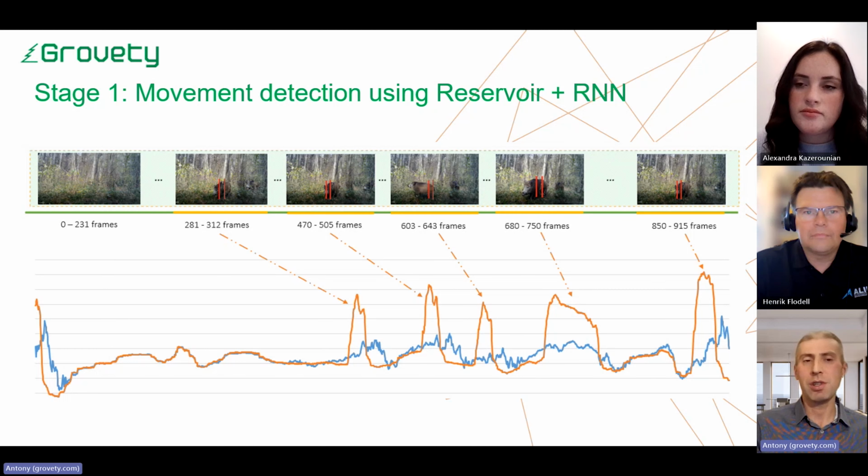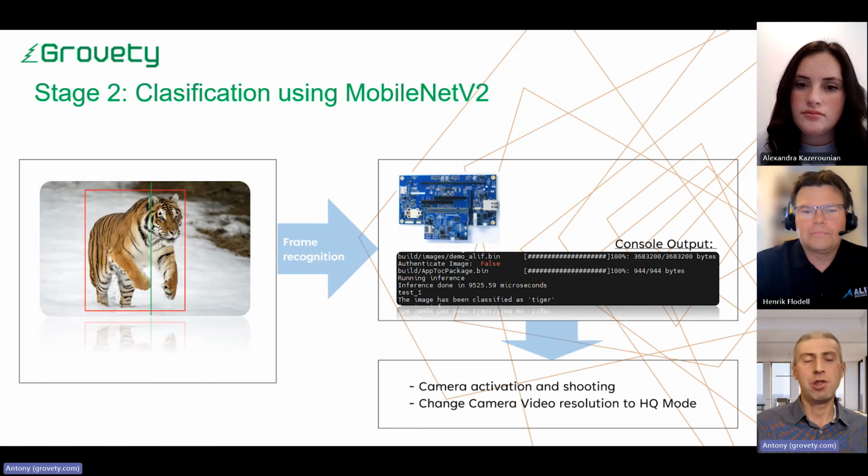So the first stage is movement detection. Here we decided to use some kind of reservoir computing, which works very well on the Ensemble family, plus recurrent neural networks. So it's just for detection of movement and to wake up the system. When it wakes up, then we proceed with the classification using MobileNet v2.